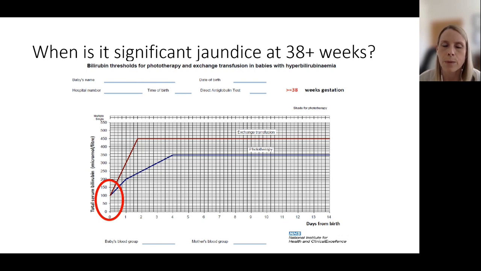So the babies are more jaundiced than we'd expect them to be, and maybe there's something else going on. The phototherapy line is where we start blue light treatment, and the exchange transfusion line is where these babies have got really high levels of jaundice and they may need replacement of the blood, removing the blood with the high levels of bilirubin and antibodies in. Next slide, please.